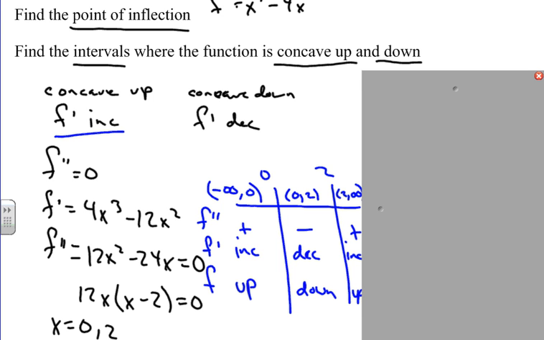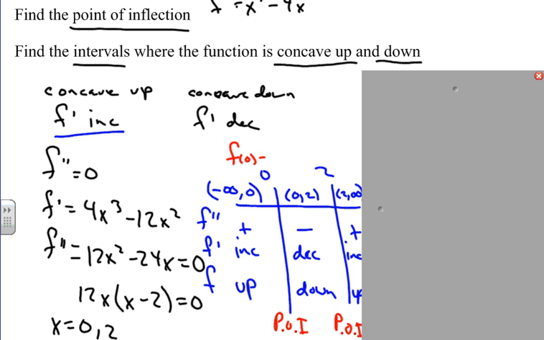Now, we have points of inflection. The points of inflection are going to be where the concavity changes, that is, where f double prime changes signs. Looking at it, we notice that yes, f double prime changes signs at 0, so this is a point of inflection. And once again, 2 is also a point of inflection because it does change signs, and there's a value there. So, what's our point of inflection?